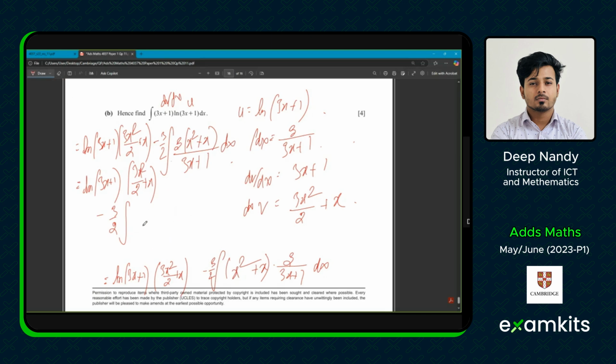So (3x² + x)/(3x+1) can also be written as (3x² + 3)/(3x+1). We can write it here directly. I need to write it another way.